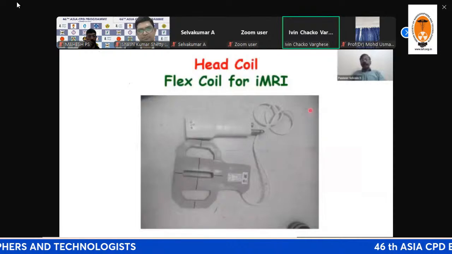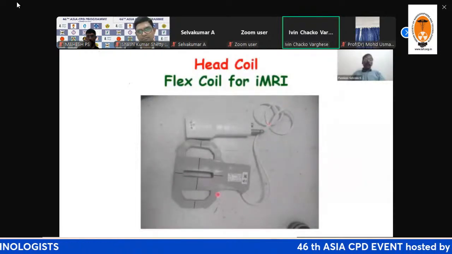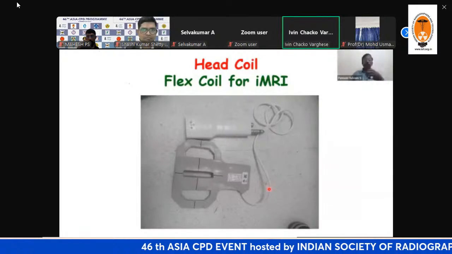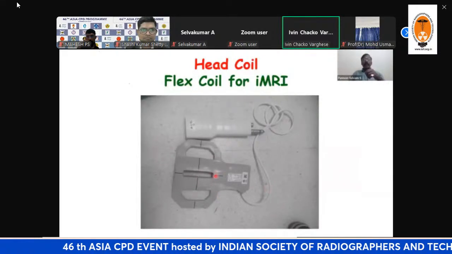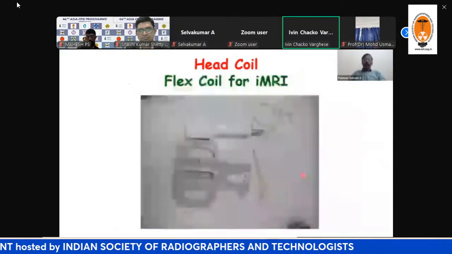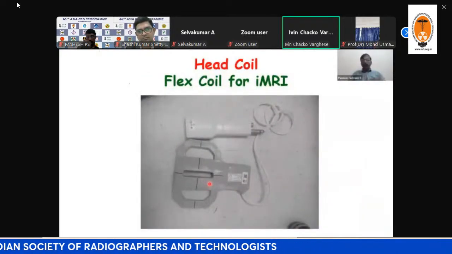They also have a flex coil, which is used for MRI, because in some cases they also handle open surgery patients, open brain. In that case, we may not be able to use the head coil, whatever I have shown here. For that purpose, we have a flex coil also in MRI.